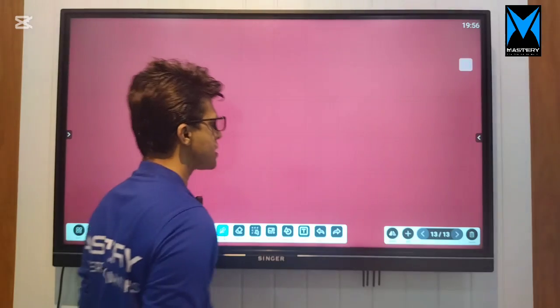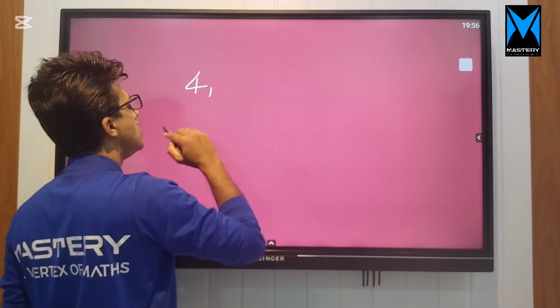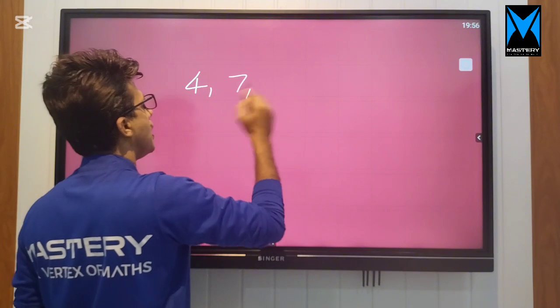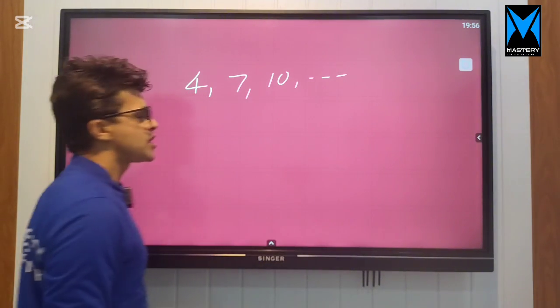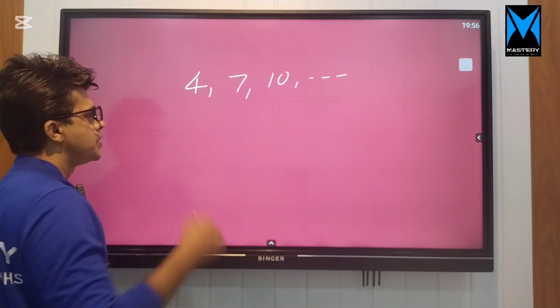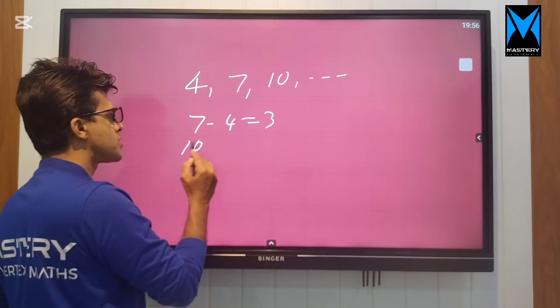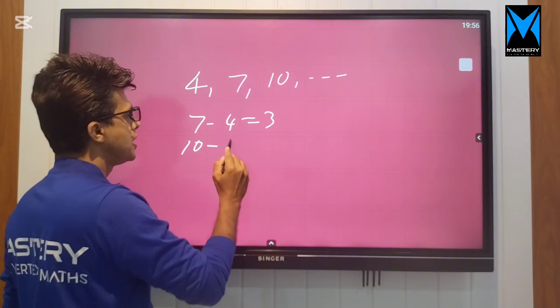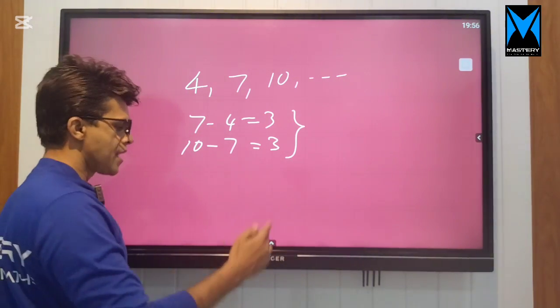The other point is, take 4, 7, 10 and so on. Here the common difference is 7 minus 4, which is 3. Here the common difference is 10 minus 7, which is 3. So if the common difference is equal, the number sequence is an arithmetic progression.